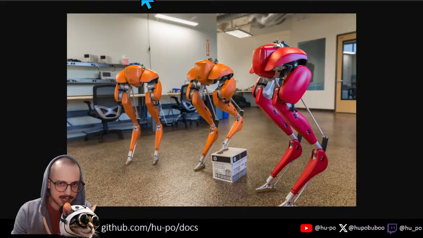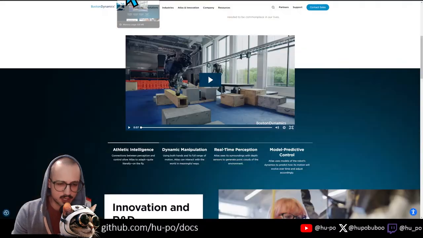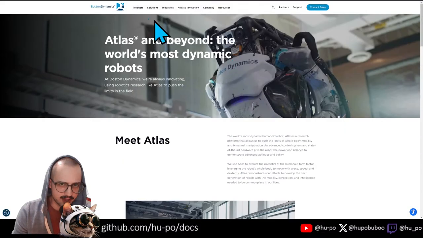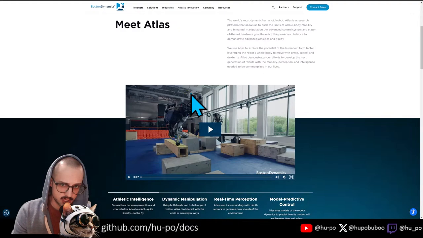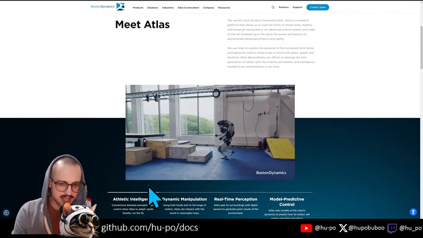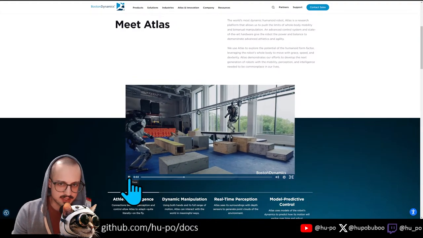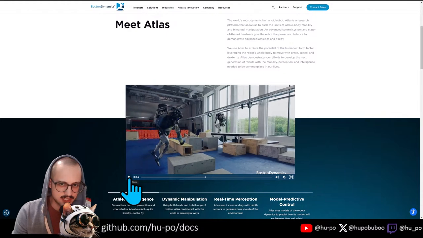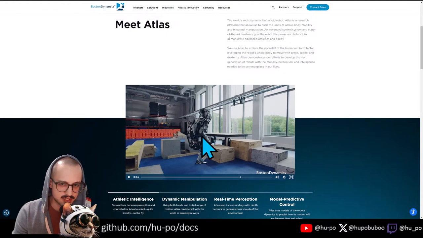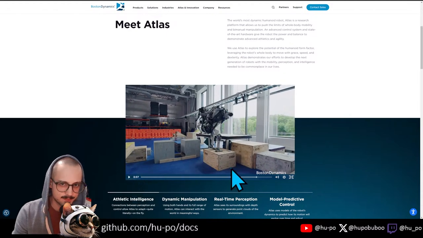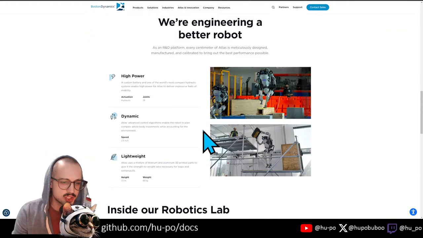So while we're at it, I figured we might as well look at some of the other humanoids that are out there. So here I have the famous Boston Dynamics, which actually isn't that great of a company, to be honest. Pretty much what they do is they do demos. So they have these robots here, but they're very impressive, but they're basically just demo machines, right? You can't do anything with these robots.